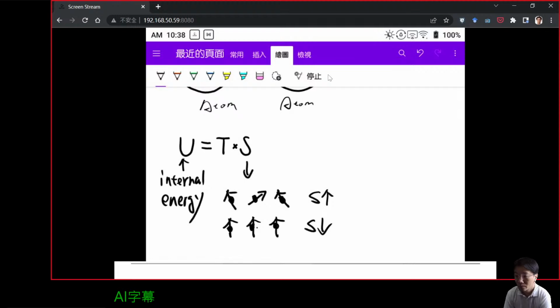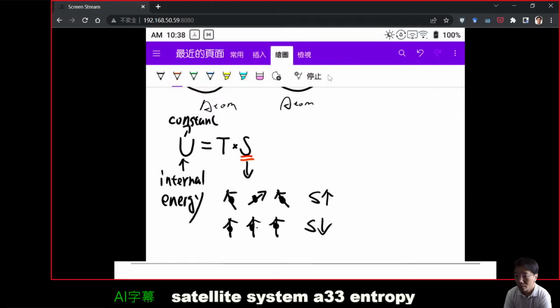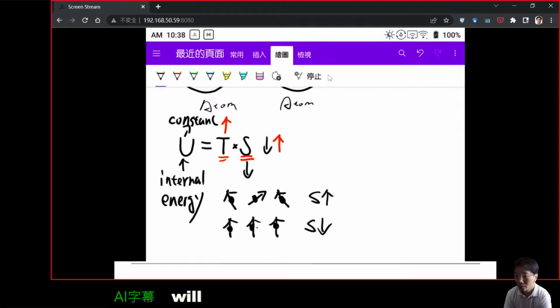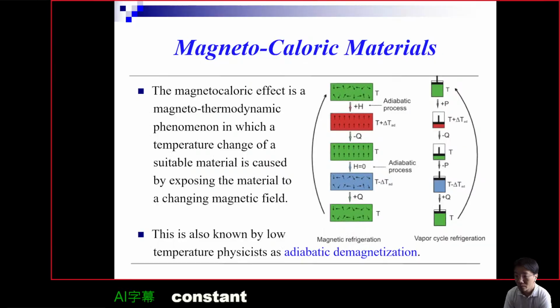So if U is constant, you can imagine that if we decrease the entropy, the temperature will rise. In contrast, if you increase the entropy, then the temperature will decrease at the same time to keep U constant. Okay, so let's get back here.